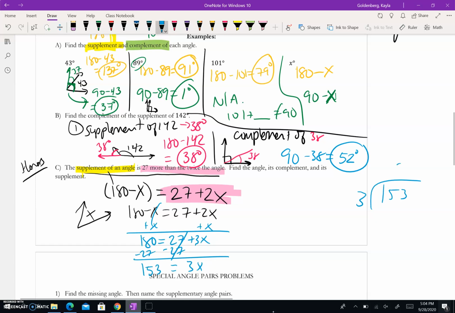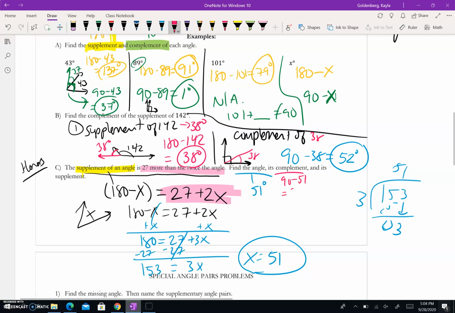And then I got to do this one by hand. So let's see, 3 times 5 is 15. Bring down my 3. Looks like 51. That's what x would be equal to. And so from here it says find the angle. It's 51 degrees. The complement of the angle, I'm going to maybe do in pink. So it's 90 take away 51. That would be equal to 39 degrees.